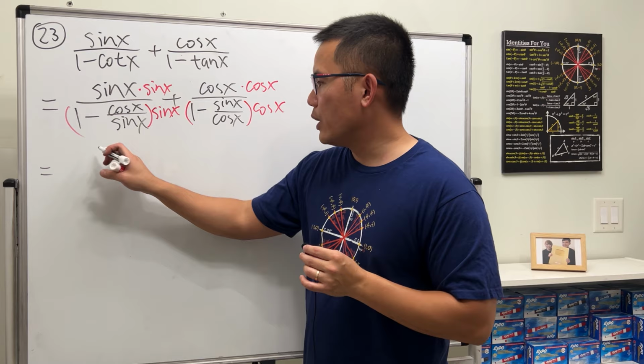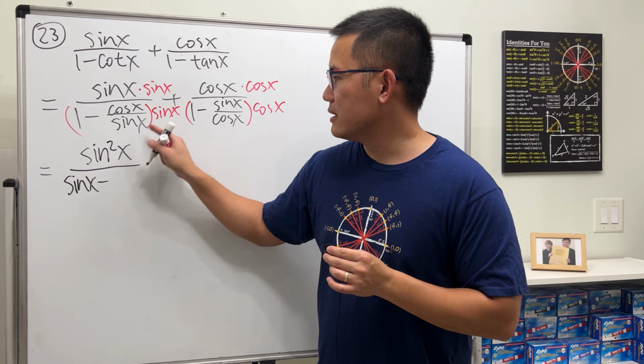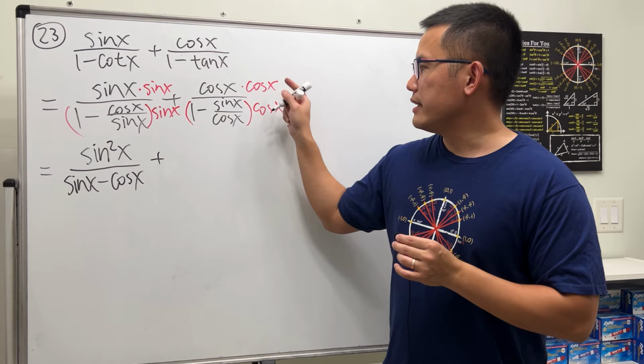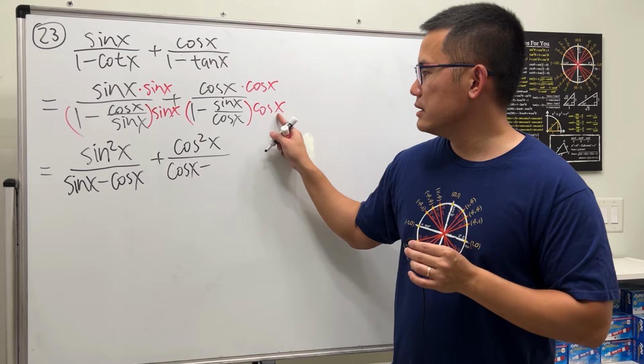On the top here, we have sine square x. As for the bottom, we have sine x times that, which is sine x. This times that is just minus, the rest cancel, so just cosine x. And then we add this and that, which is cosine square x over this times this. This time, cosine x goes first. Minus, this and that cancel, so we have sine x.